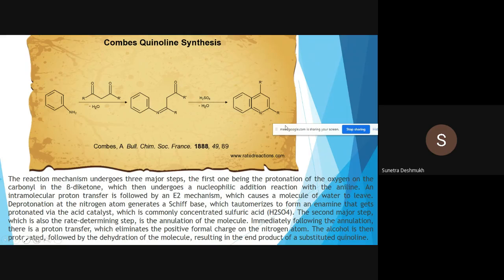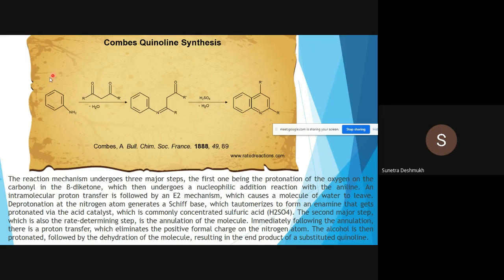So the next synthesis of quinoline is the Combes synthesis. So here we have to use aniline. As we know, we need this benzene ring and nitrogen atom. So aniline is a very good starting material, and now after that we need three carbon atoms, 1 2 3, and these three carbon atoms we can take from this 1,3 diketone.